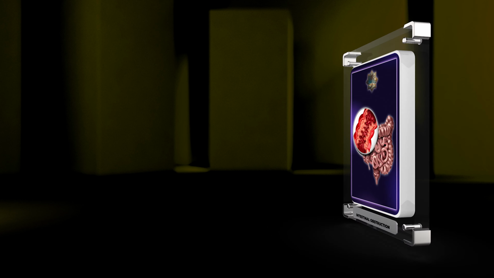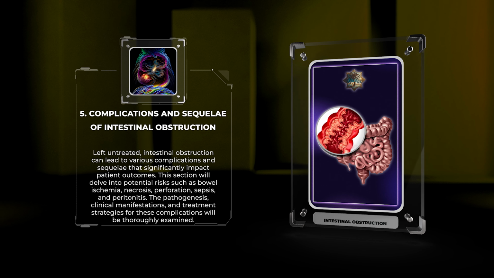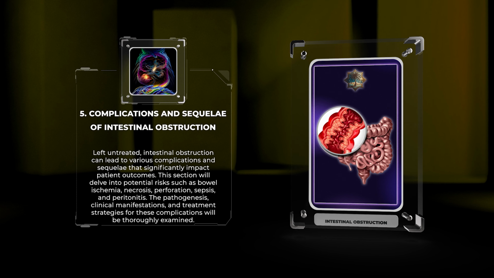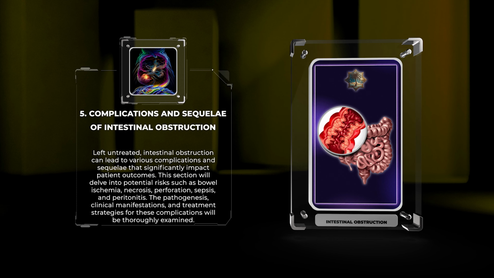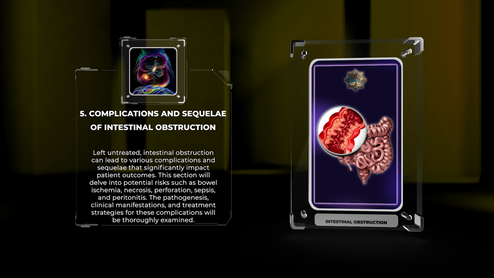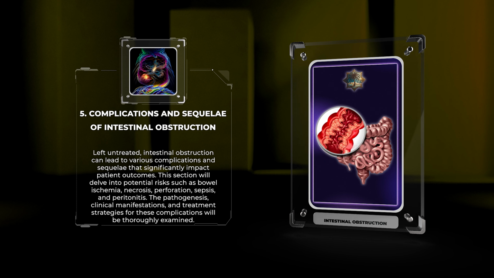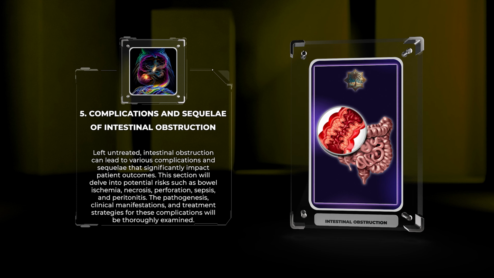Left untreated, intestinal obstruction can lead to various complications and sequelae that significantly impact patient outcomes. This section will delve into potential risks such as bowel ischemia, necrosis, perforation, sepsis, and peritonitis. The pathogenesis, clinical manifestations, and treatment strategies for these complications will be thoroughly examined.